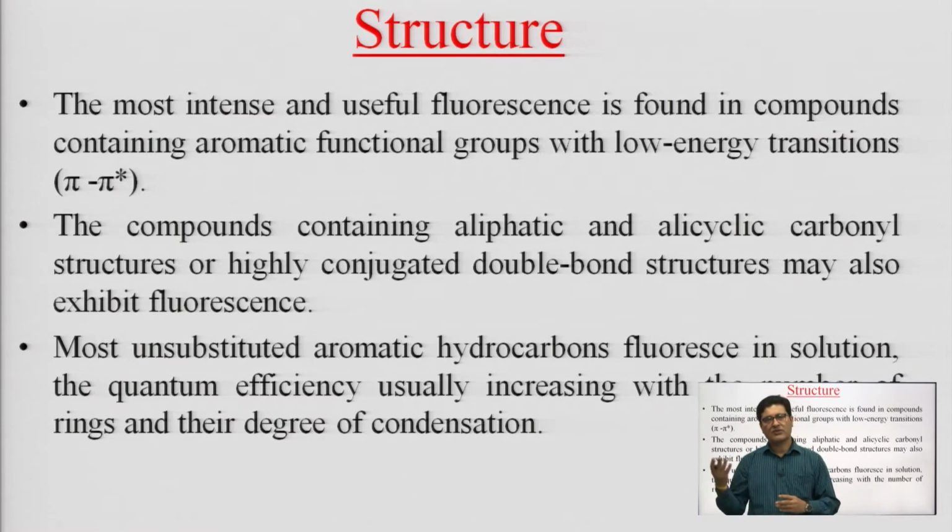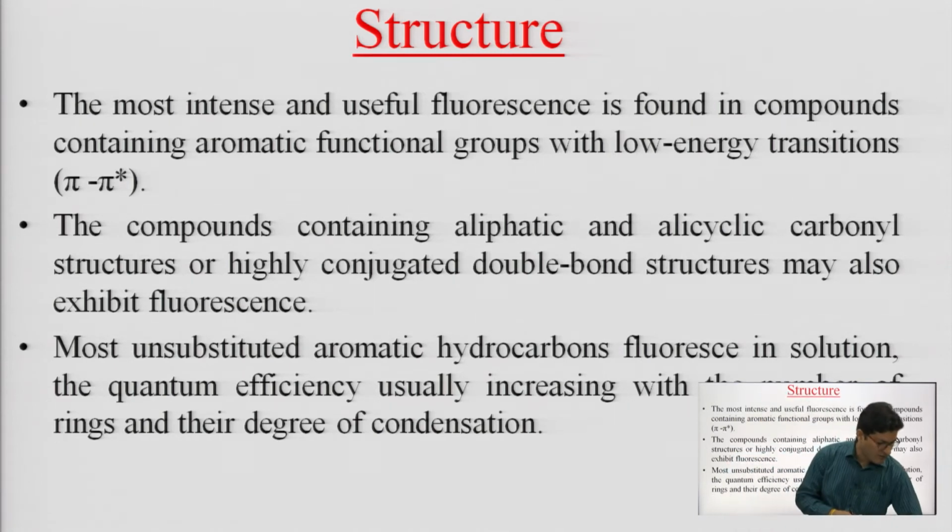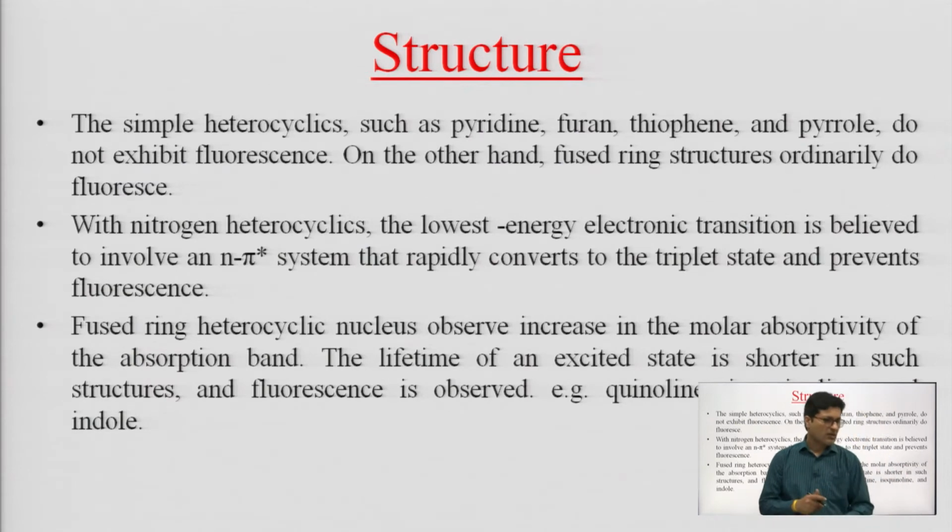Compounds other than aromatics, like aliphatic or alicyclic compounds, can also show fluorescence if they have conjugated systems, because conjugation improves these pi to pi star transitions and may increase the fluorescence. Most unsubstituted aromatic hydrocarbons fluoresce in solutions, and the quantum efficiency usually increases with the number of rings and their degree of condensation.